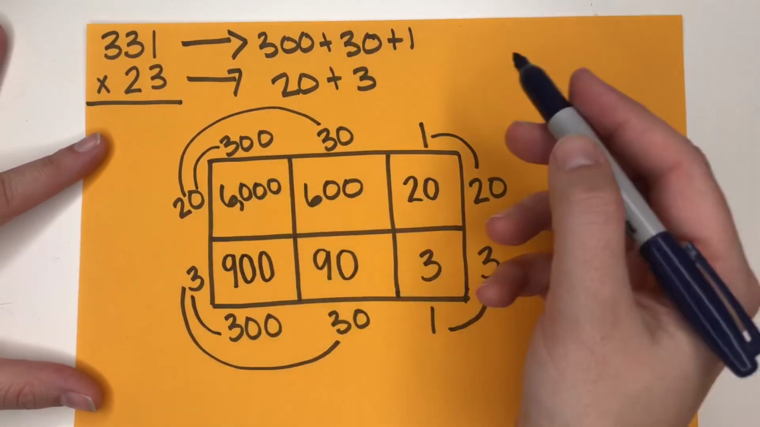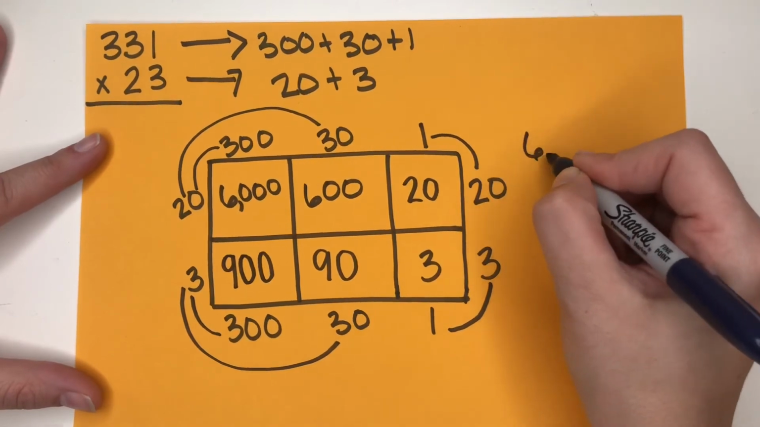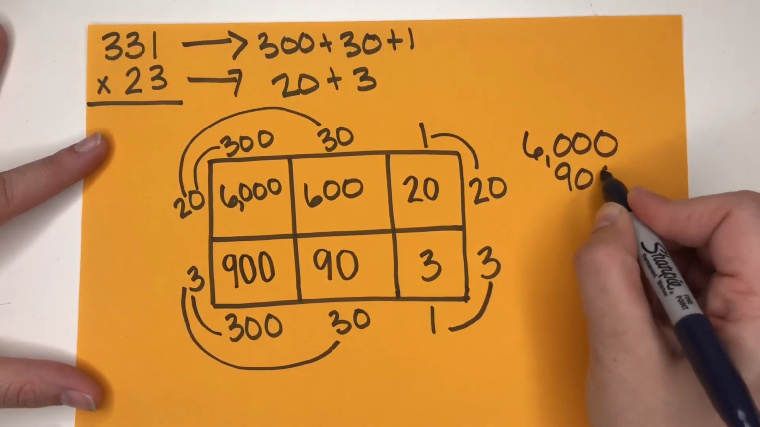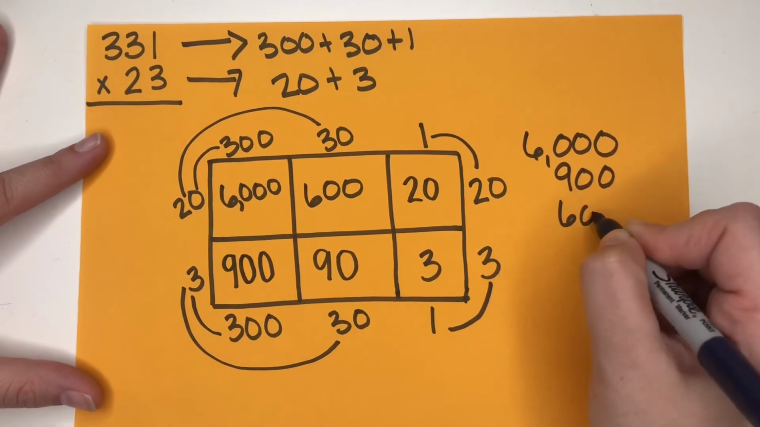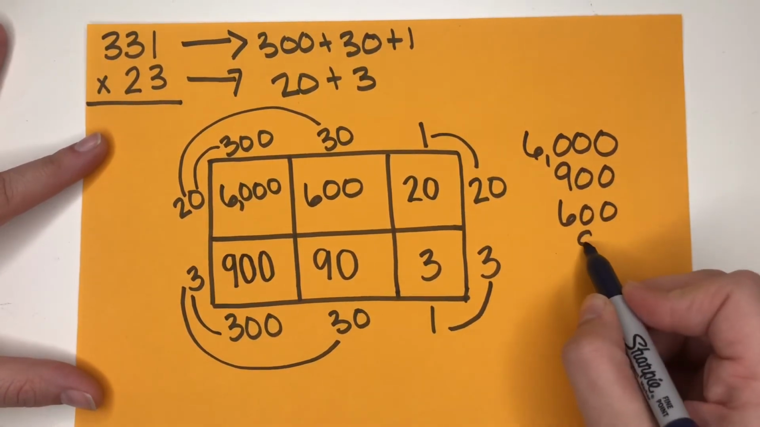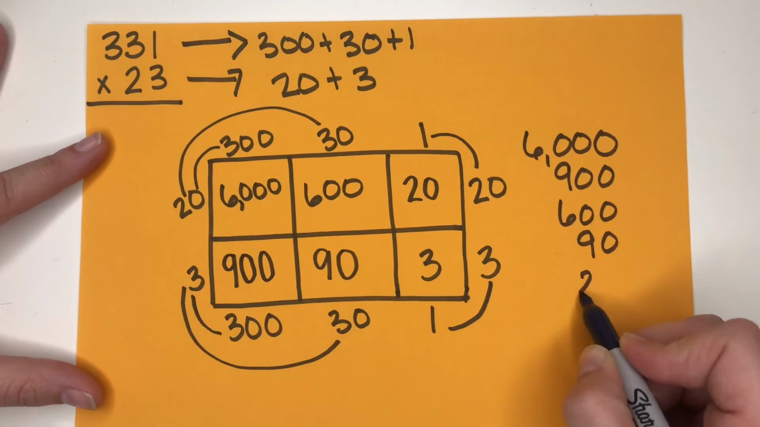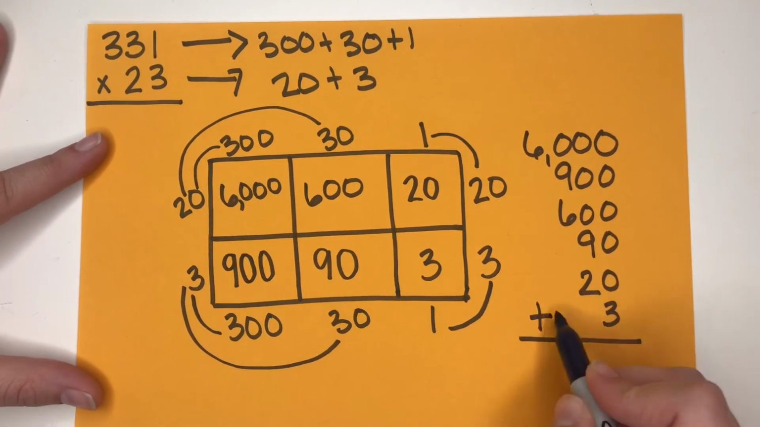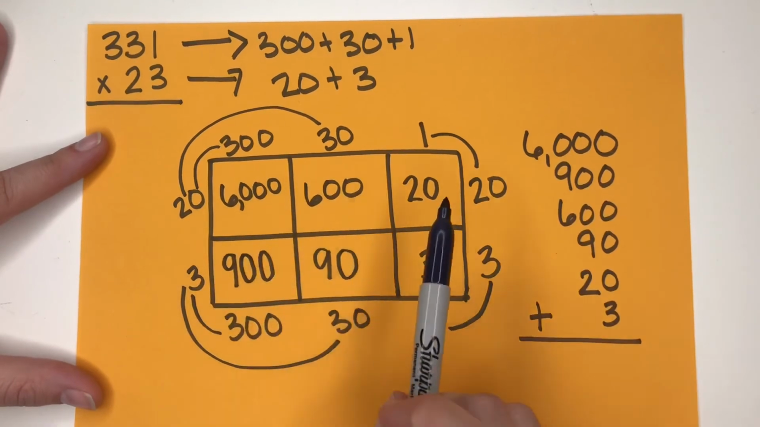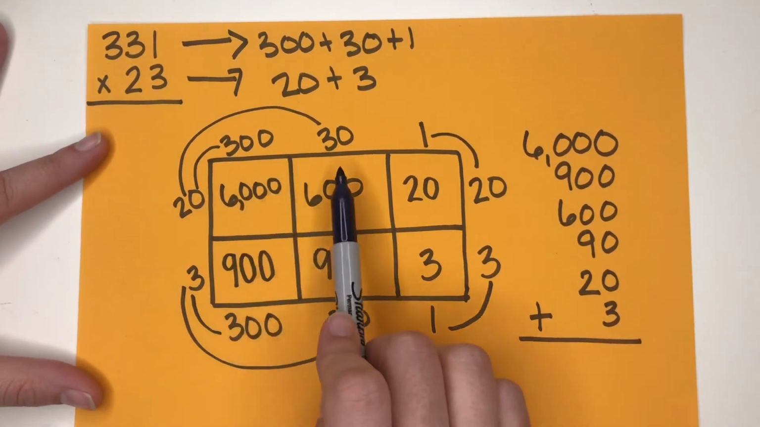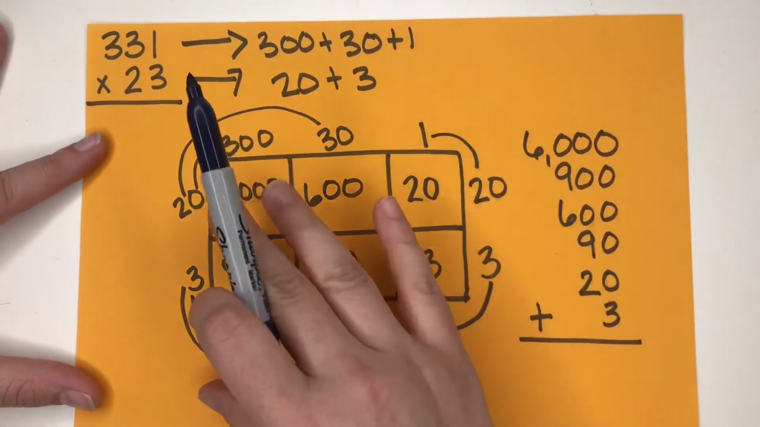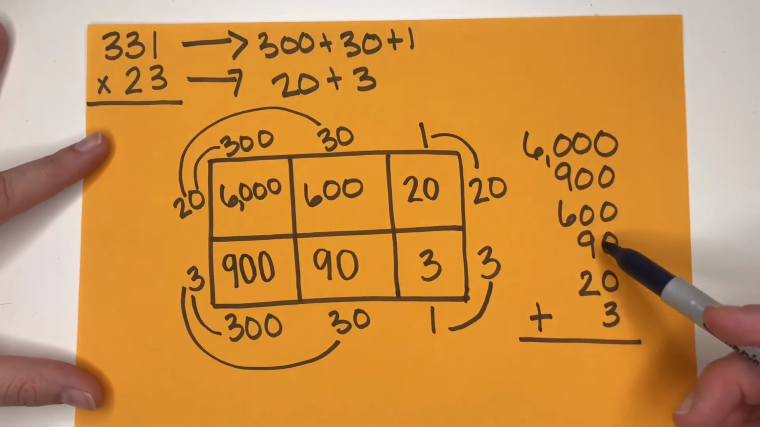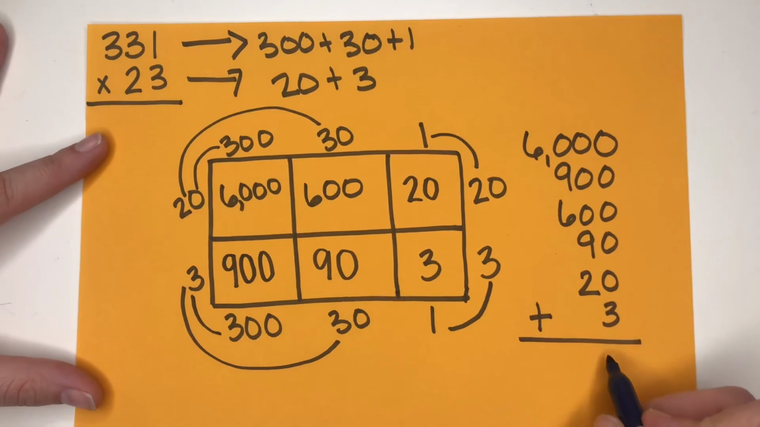So let's start with our biggest number. I have 6,000. I have 900. Then I have 600, 90, 20, and 3. I'm going to go back and double check that I have all of my products listed. 1, 2, 3, 4, 5, 6. I have 6 partial products now listed on the side. And I'm ready to add.